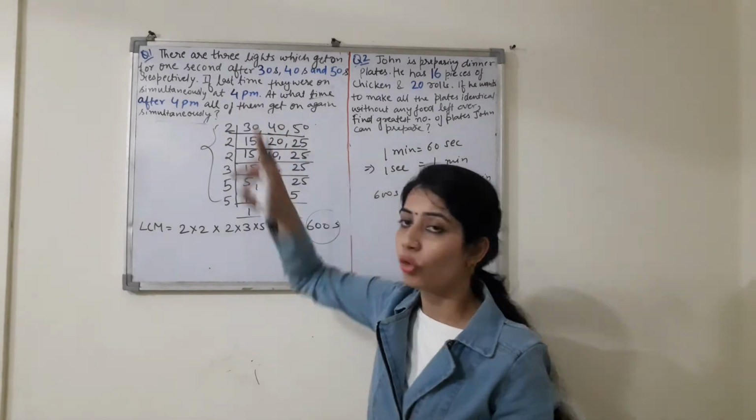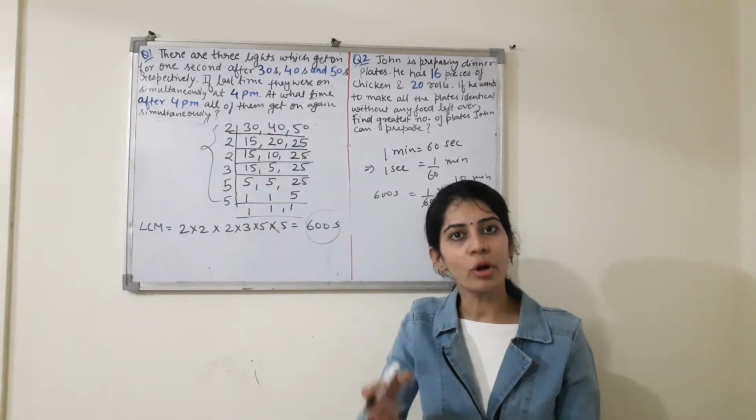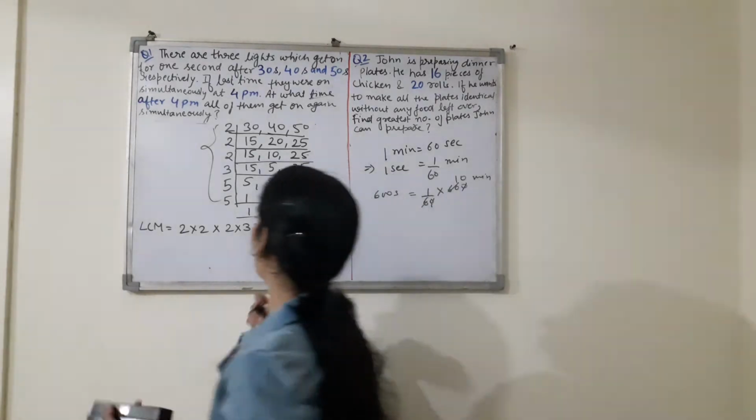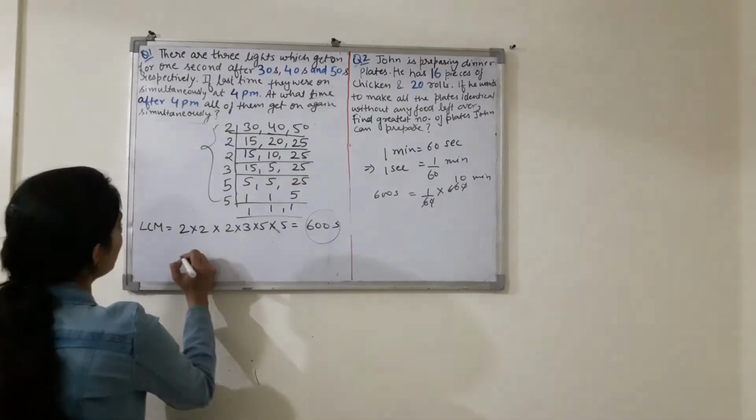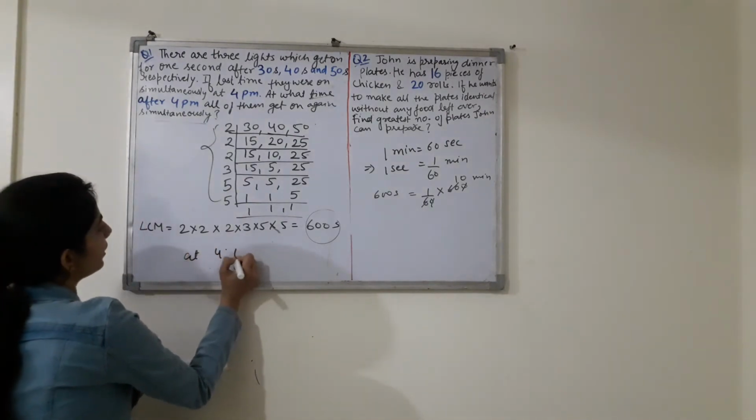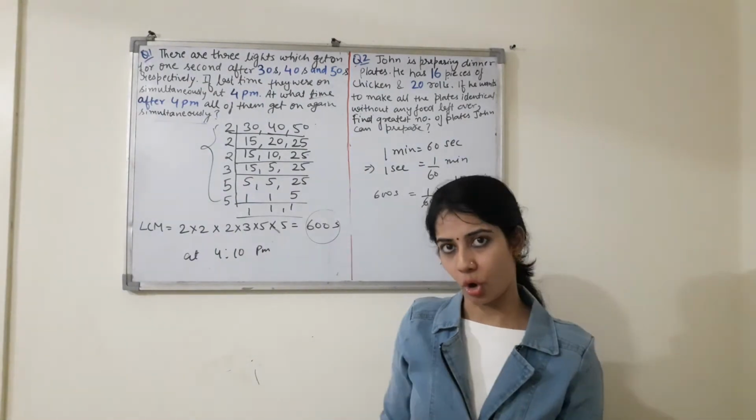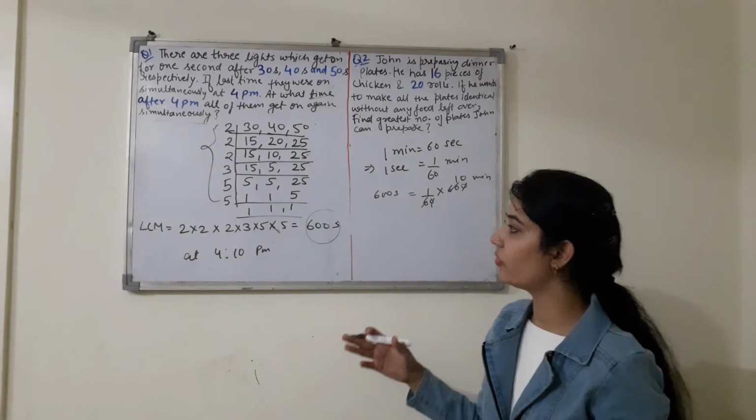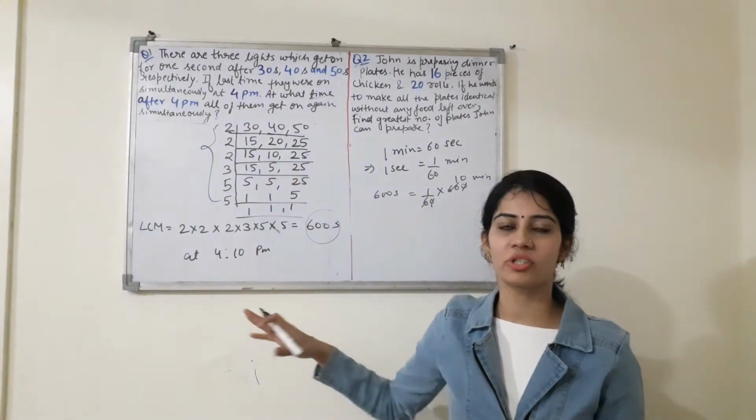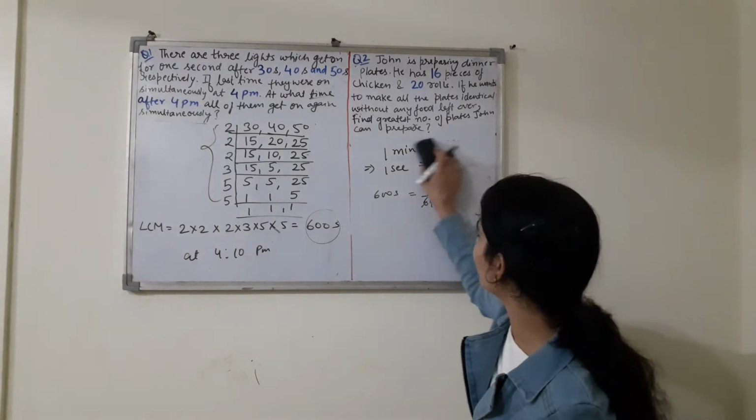Now, this is your 4 PM. So, you have to add 10 minutes to it. So, it will be 4:10. So it means at what next time it will get on again simultaneously? So at 4:10 p.m. all three lights will get on again together, right? So in this way we will know that the particular problem is related to LCM, right? Now move on to our second question.